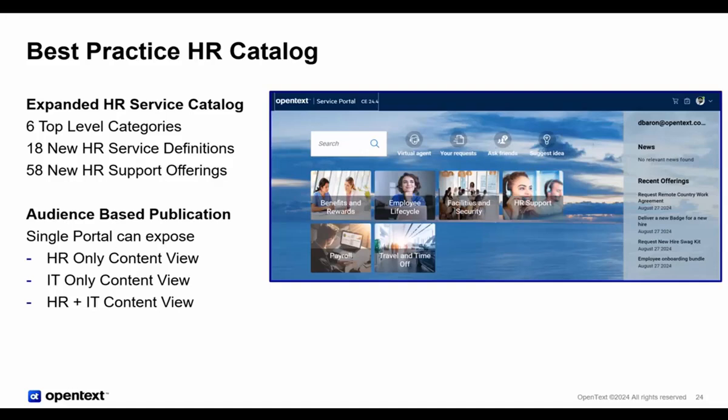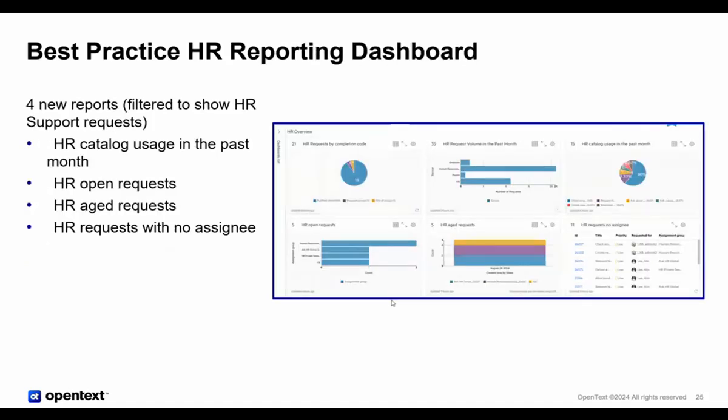Previously we just had a single top-level HR category. We've expanded that out. As you can see in the screenshot, we have 6 top-level categories, 18 new service definitions, and 58 new HR support offerings. So lots of catalog content that you can leverage and build off of. We've also created a dedicated HR reporting dashboard with a number of reports specific for HR service management.